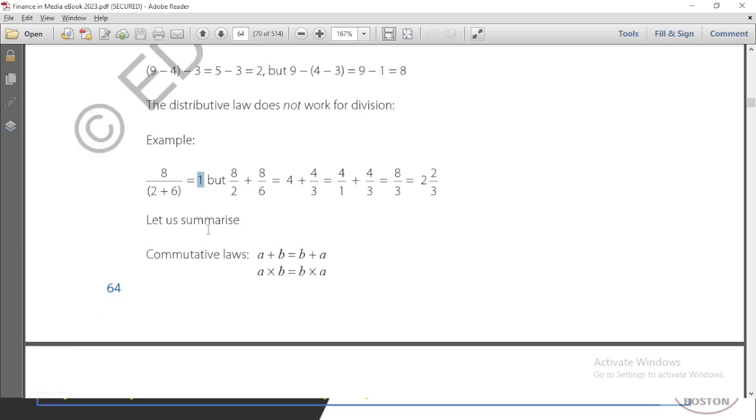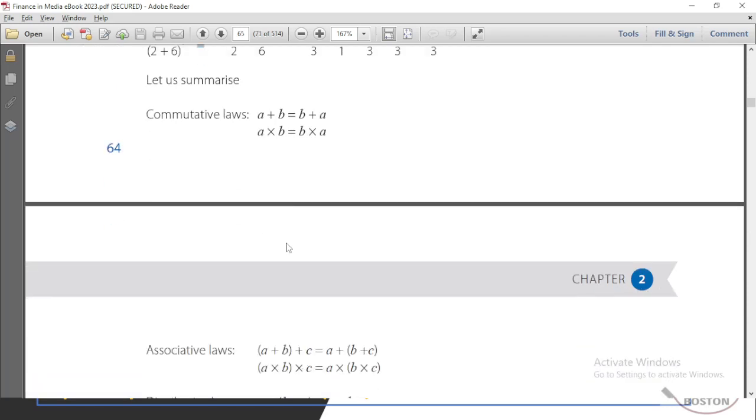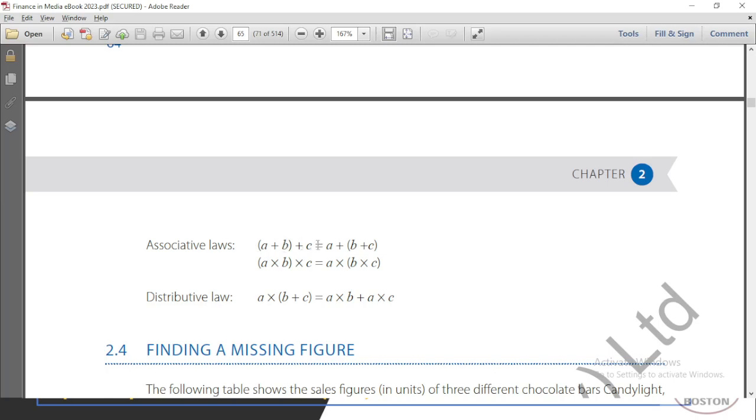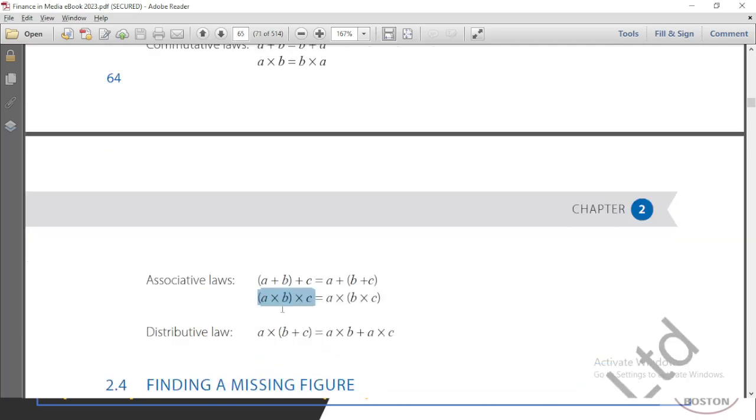So in summary, the commutative law only works when numbers are being added together or multiplied together. The associative law also only works where numbers are being added together or multiplied together, and there are other numbers in brackets multiplying each other as well. And the distributive law only works when numbers inside brackets are being added together and multiplied by one number outside the brackets. So those are the laws within mathematics: commutative law, associative law, and distributive law.